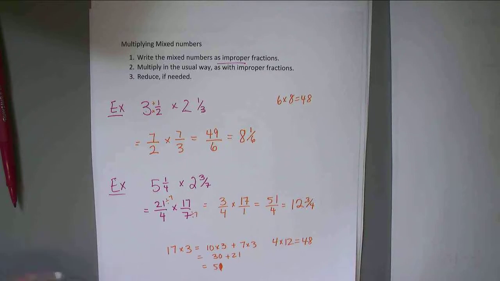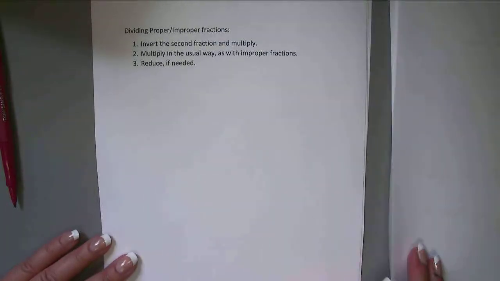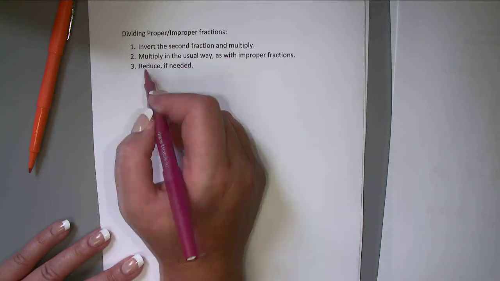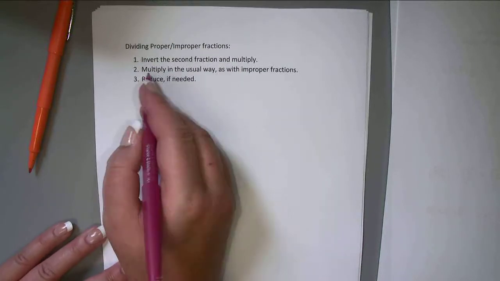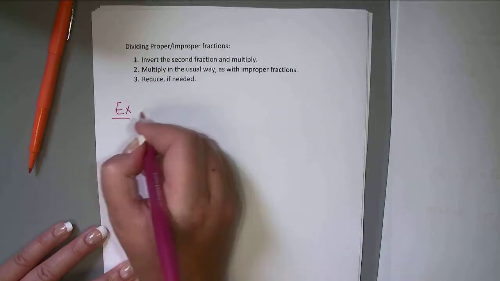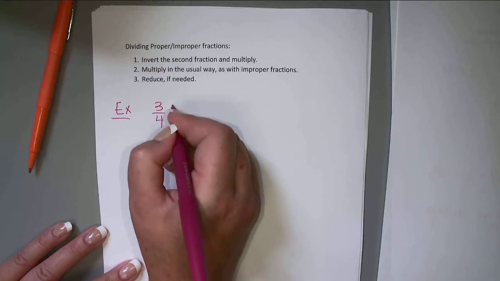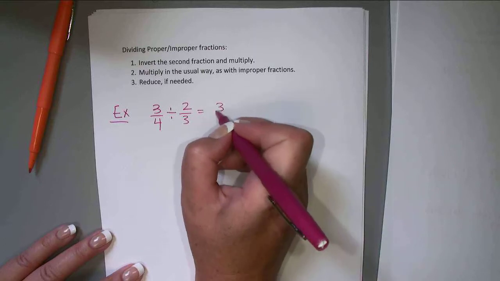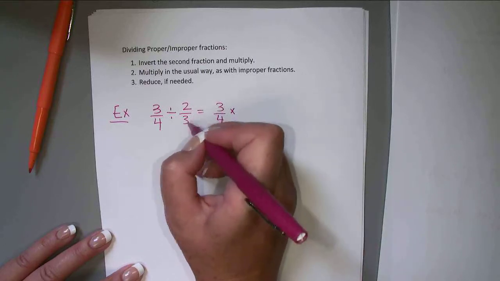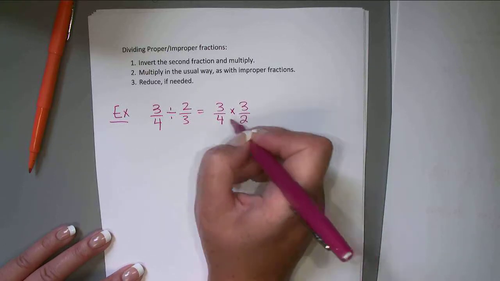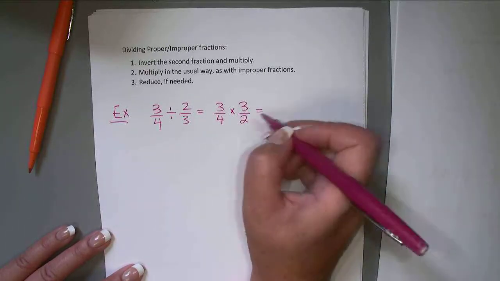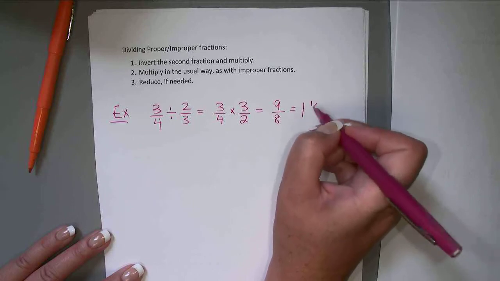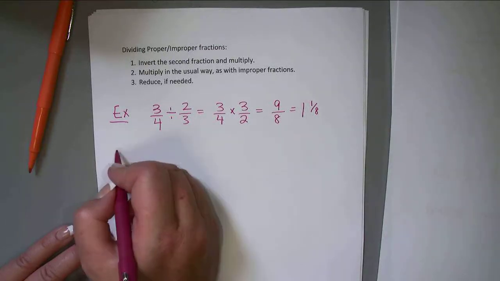Okay, so then we're going to divide. So dividing, we invert the second fraction and multiply, and then we multiply in the usual way. So for example, if we had 3 over 4 divided by 2 over 3. So you rewrite the first fraction, and then you flip this one over, so 3 over 2. And then we multiply in the usual way. Nothing cancels here, so this will be 9 over 8. 8 goes into 9 once, with 1/8 remaining.